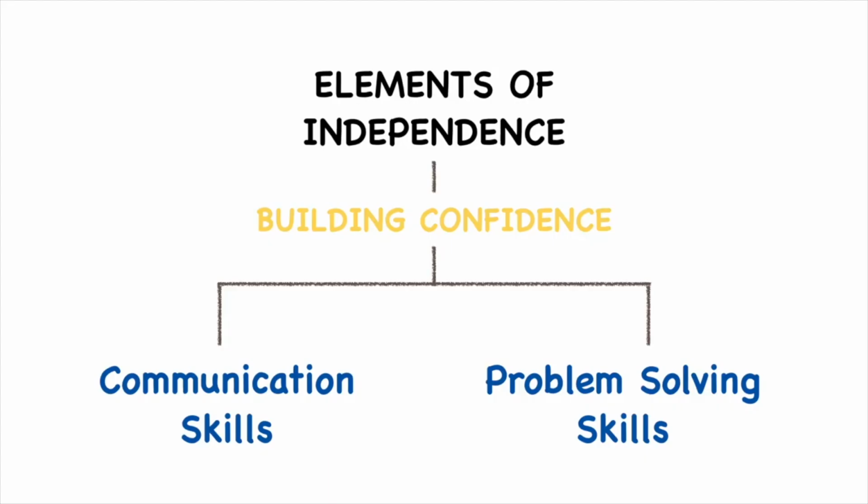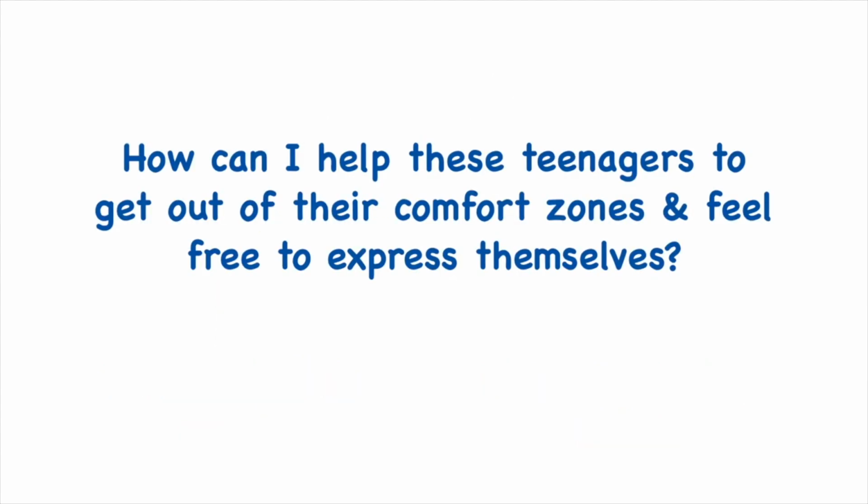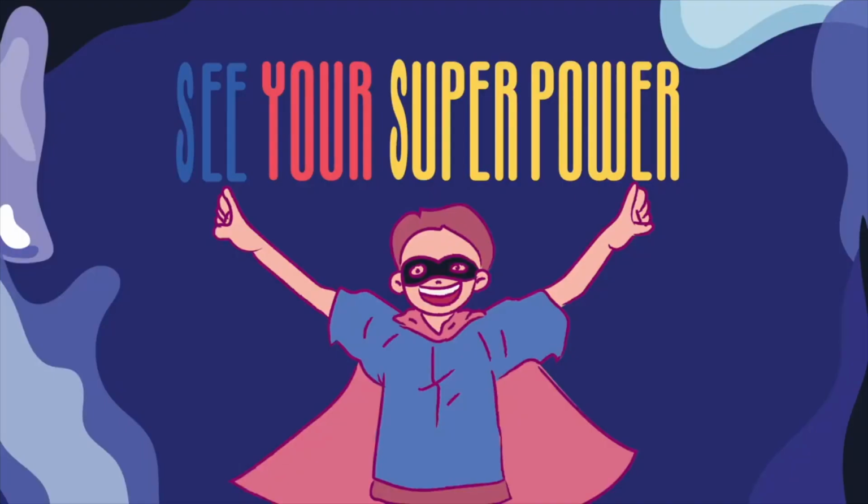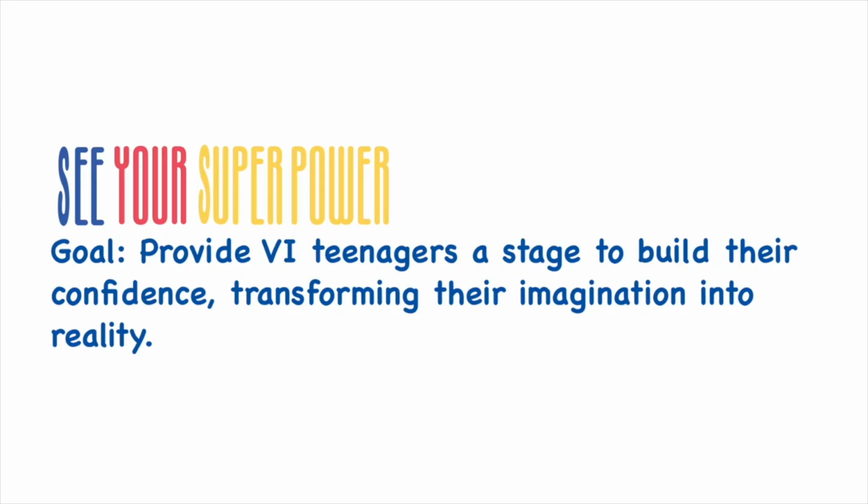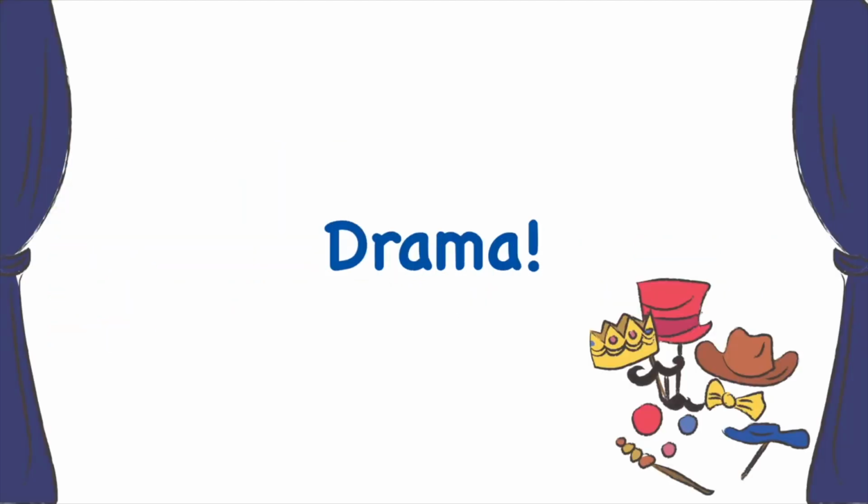And confidence promotes independence. I learned through prototyping that the first step toward confidence can be built through communication skills and problem-solving skills. So my goal was to help them get out of their comfort zone and feel free to express themselves. And here's how I did it. Introducing See Your Superpower. See Your Superpower provides visually impaired teenagers a stage to build their confidence, transforming their imagination into reality. I chose a design intervention with drama at the heart of it.